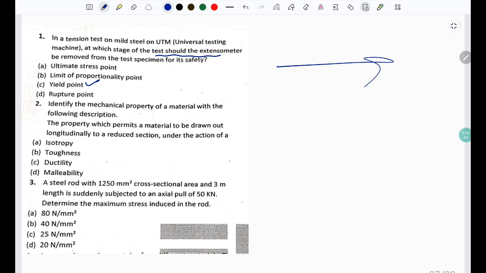Let's see this next thing. Identify the mechanical property. The property which permits the material to draw out longitudinally to a reduced section is nothing but ductility, and to make sheets would be malleability, but here it is ductility.